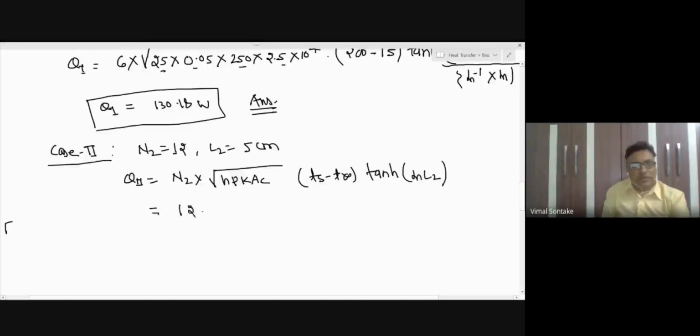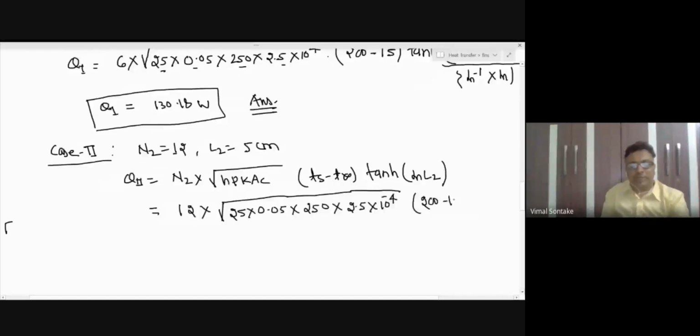N2 is 12. Once again, let us put all the values: 25 into 0.05 into 250 into cross-sectional area, which is 2.5 into 10 to the power minus 4, into 200 minus 15. I am writing, okay, I have the facility to expand.